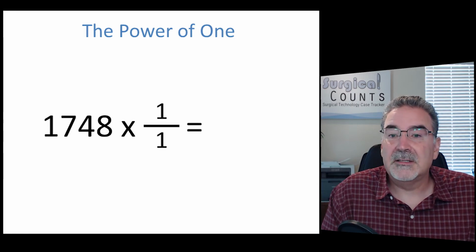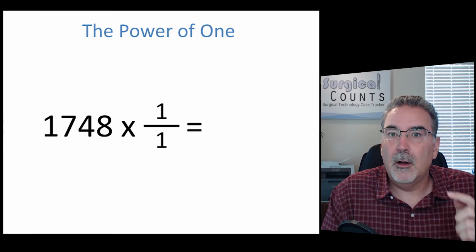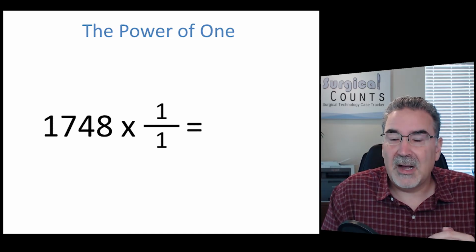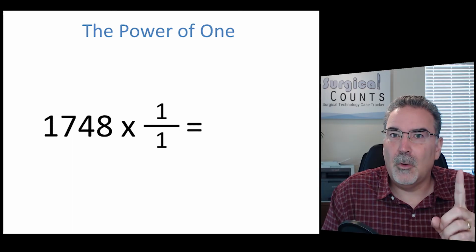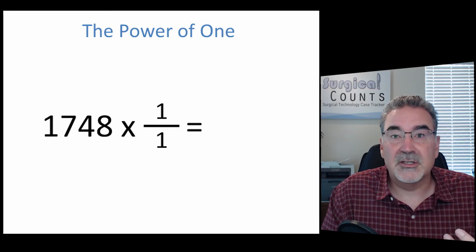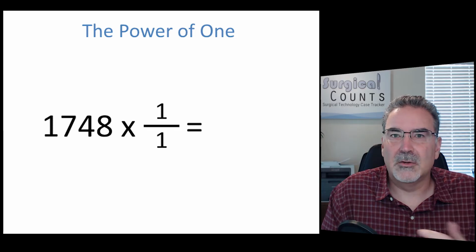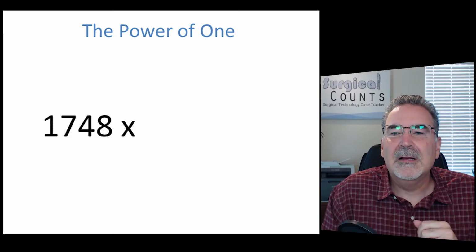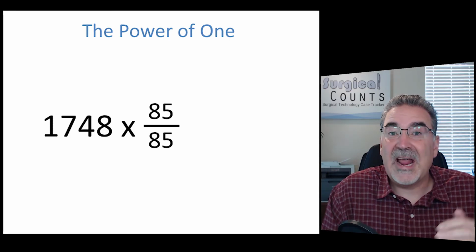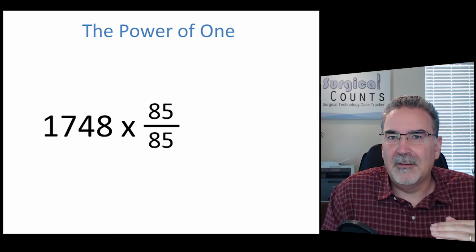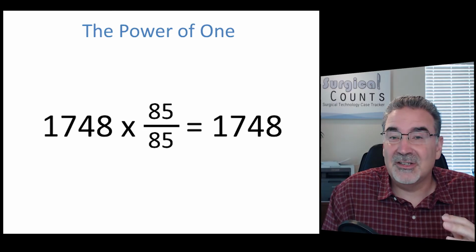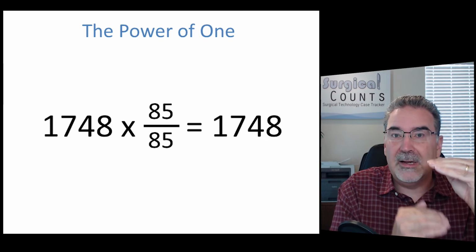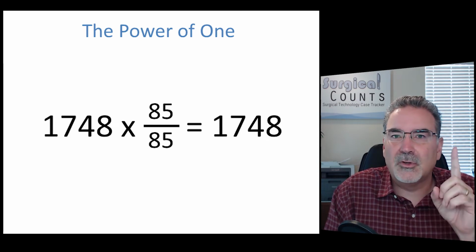Well, what about this? 1,748 times 1 over 1. Well, what does that equal? Well, anything divided by itself is just 1. So 1 over 1 just equals 1. So the answer to this is 1,748. So here's a little harder one. How about 1,748 times 85 over 85? Well, that's actually still just as easy because 85 over 85, anything over itself, is still equal to 1.